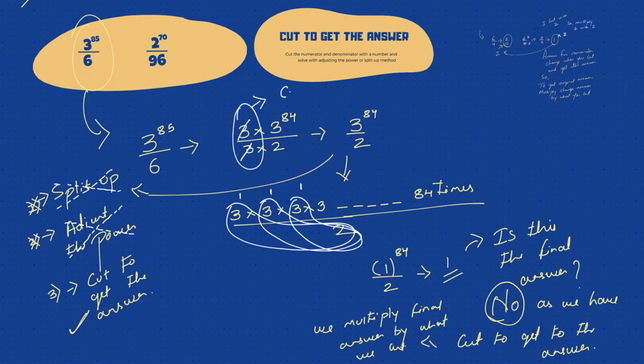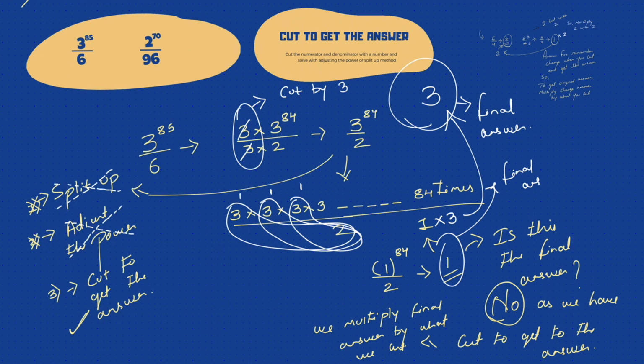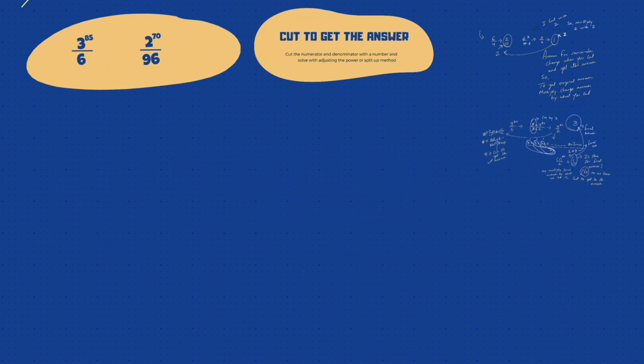So the answer that I am getting here is 1. I cut it by 3, so I'll multiply the final answer by 1 into 3. I'll multiply this 1 into 3, and 3 is the final answer to the question. Okay, just know why we multiplied, because we cut it at the start. The answer that we got was not the final answer, so we have to multiply in the end, and that's what step 3 of remainder is saying: cut to get the answer.